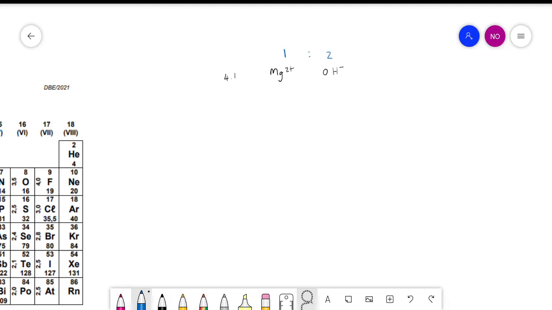Stem julle saam? Want onthou jy moet uitkom by 'n netto lading van 0. In other words, I'm going to have MgOH2. Wat fout daar? Hy moet 'n hakie om hê, né? Because of the whole hydroxide group, I need 2. Yeah. Ja. Ek het gister ook so gesê.